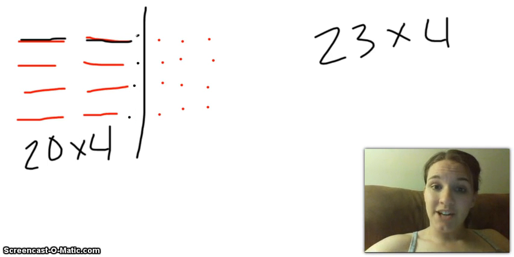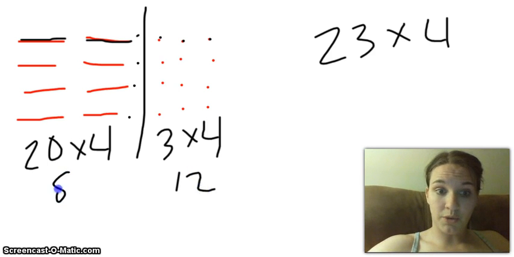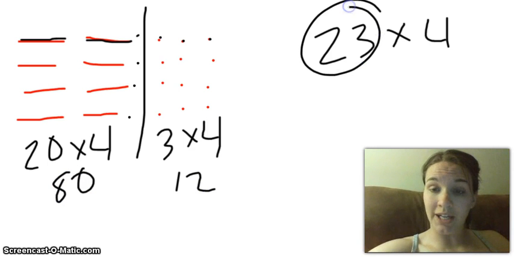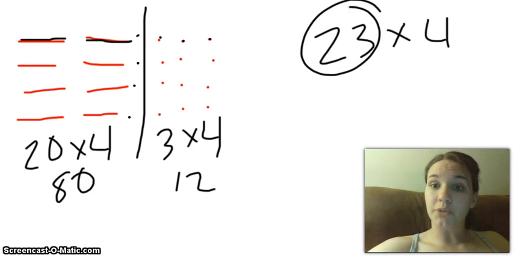Then on this side of the array, I'm going to have 3 times 4, because I have 3 across, 1, 2, 3, and I have 4 rows of 3. Both of these are called partial products. I could do both of these mentally in my head. I know that 3 times 4 is 12, and I know that 20 times 4 is 80. All I did was take the 23 and break it into its tens and ones to make it simpler for me to do.